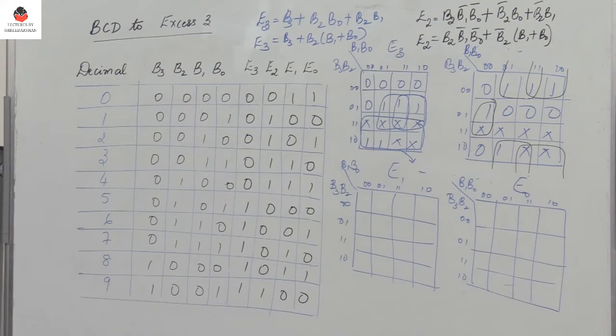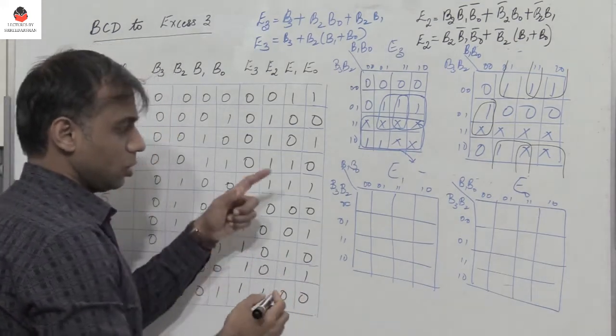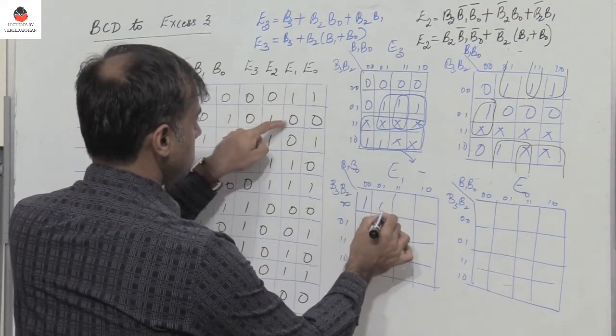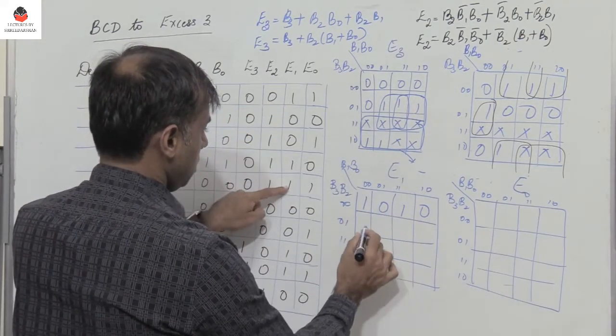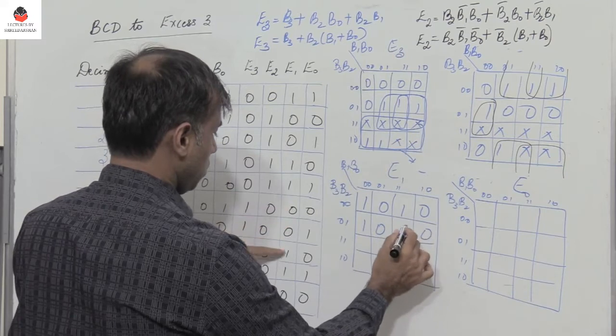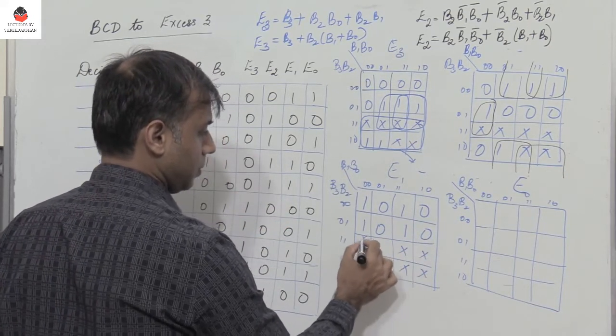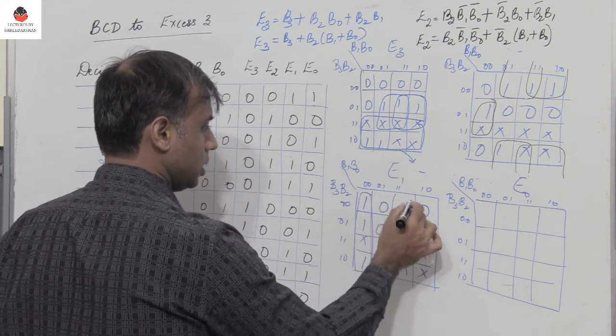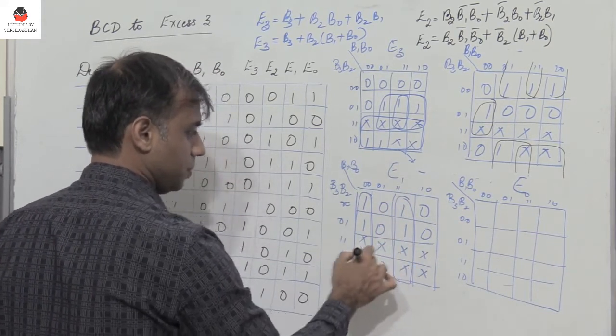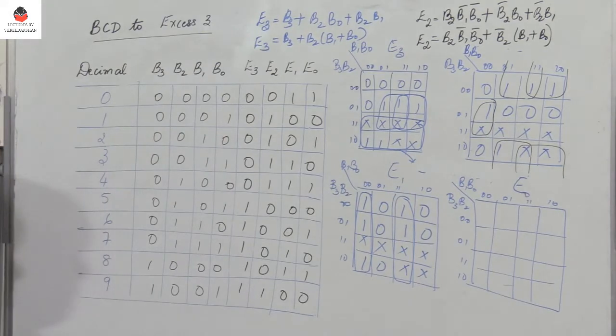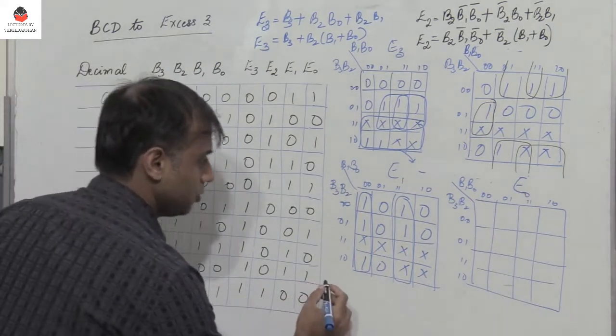Now for E1, I go and fill in the values. So 1 0 0 1, 1 0 0 1, I get 1 0 and don't care for the remaining. I combine these 4 ones and these 4 ones. So when I do that, now what is the expression for E1?